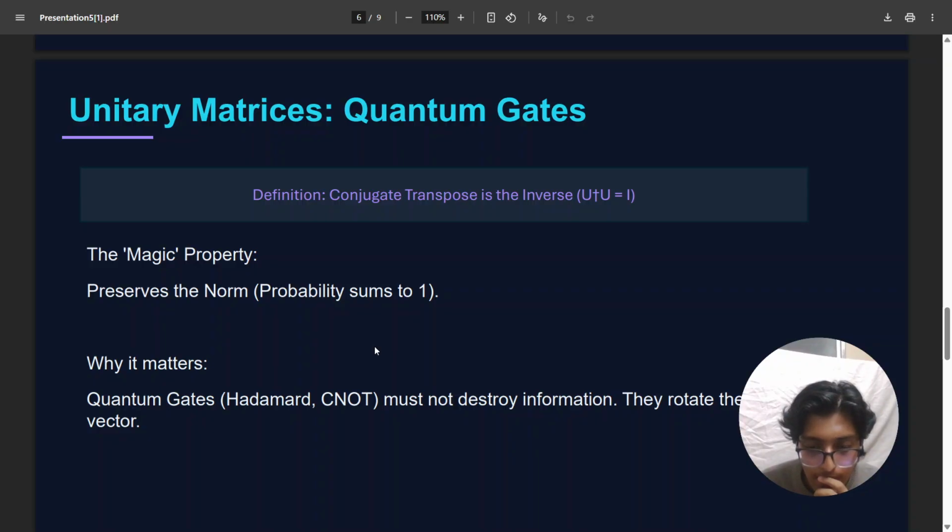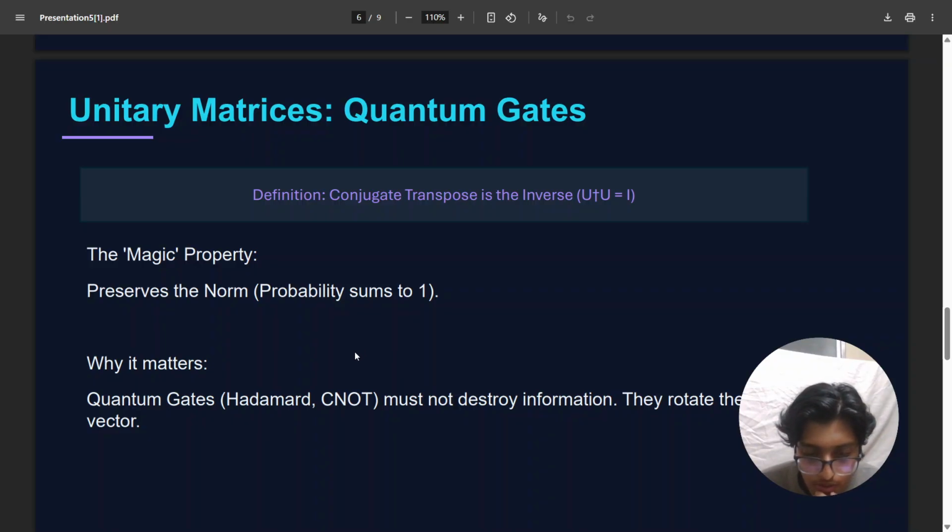Now, unitary matrices. Hermitian matrices are for measuring, but how do we compute? How do we change a qubit from 0 to 1 or create superposition? For that, we need unitary matrices. A matrix U is unitary if its conjugate transpose is essentially its inverse: U dagger U is equal to I. The most important property of a unitary matrix is that it preserves the norm, or the length, of the vector.